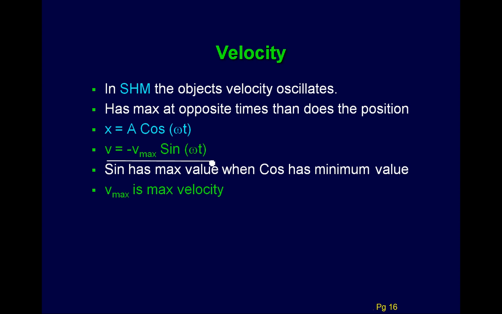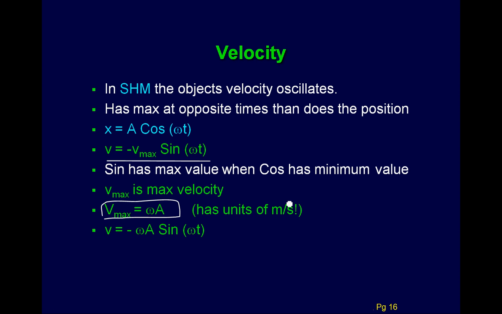This v max is the maximum velocity, and if you solve for it, you get an equation which is omega times A, which, if you figure it out, has units of meters per second. And so our official equation would look something like this. If your position equation looks like this, then your velocity equation would be a sine function. Again, omega is the angular frequency.